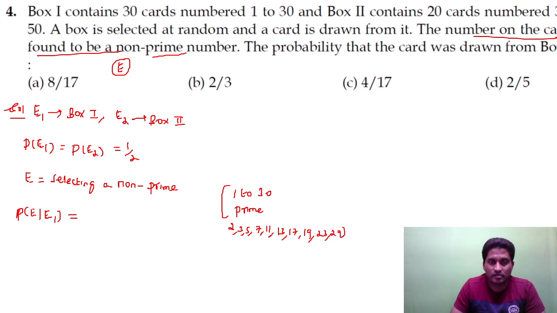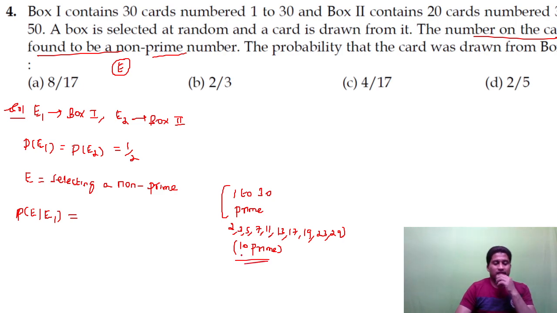Let me check: 1, 2, 3, 4, 5, 6, 7, 8, 9, 10. There are 10 prime numbers. Remaining 20 non-prime numbers are there. So 10 prime, obviously remaining 20 non-prime. So probability of selecting a non-prime number given that it comes from the first box will be equal to 20 upon 30. So that's equal to 2 upon 3.